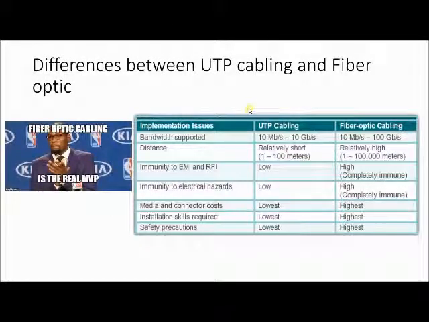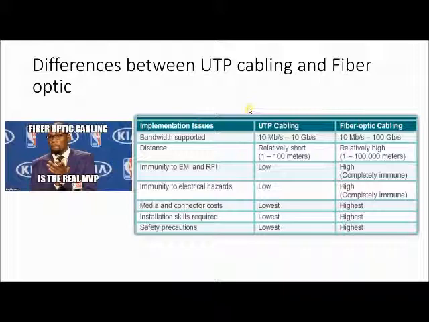Now we're looking at a table with the differences between UTP cabling and fiber optic cable. As we can see, regarding the bandwidth supported, fiber optic cabling has higher bandwidth than UTP cabling. Also, the distance is a lot higher, because UTP cabling only goes up to 100 meters and fiber optic cabling up to 100,000 meters.